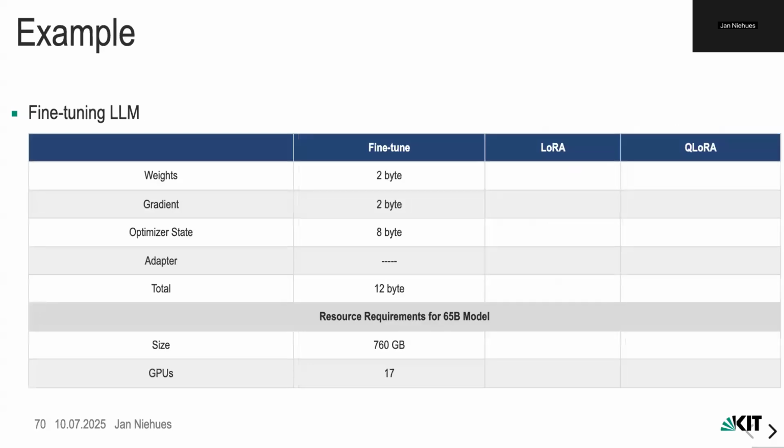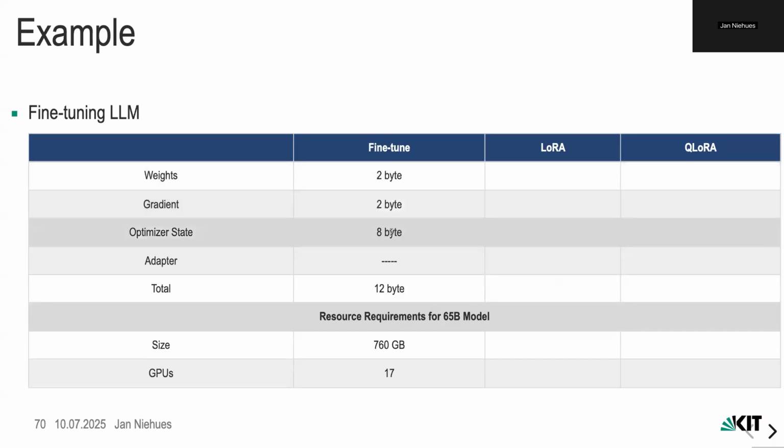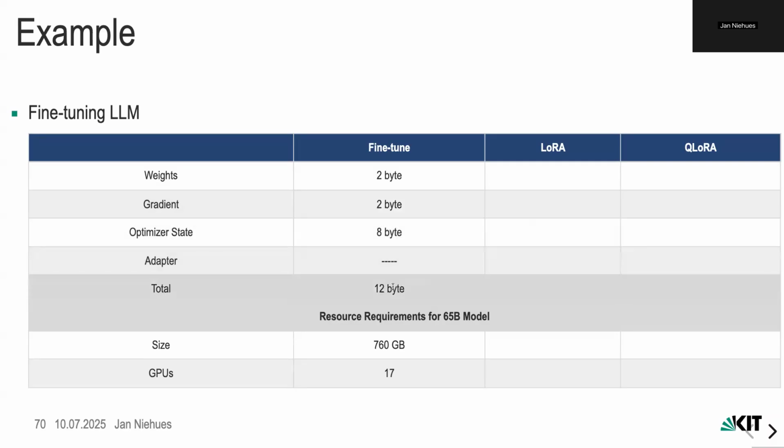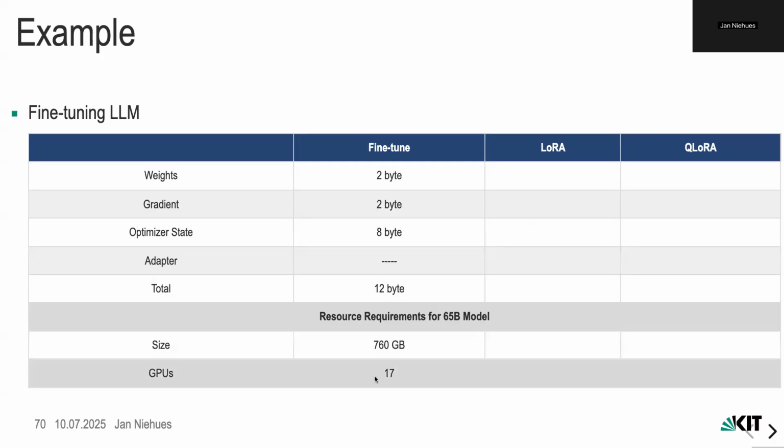And what is the efficiency? If you fine-tune a model with, for example, FP16, that means the weights need 2 bytes, the gradients need 2 bytes, and the optimizer states need 8 bytes. So in total, you need something like 14 bytes per weight. That means you need something like 17 GPUs to train a large 65B model.